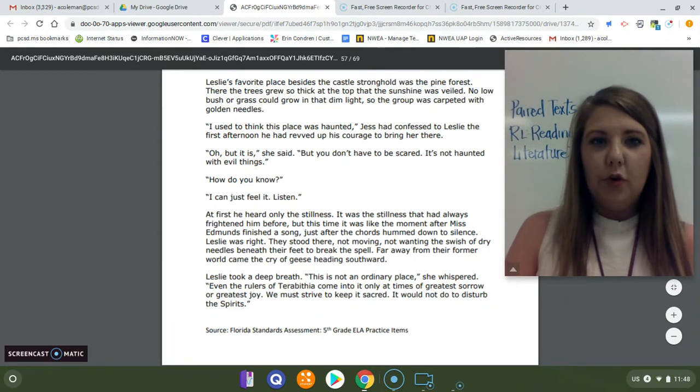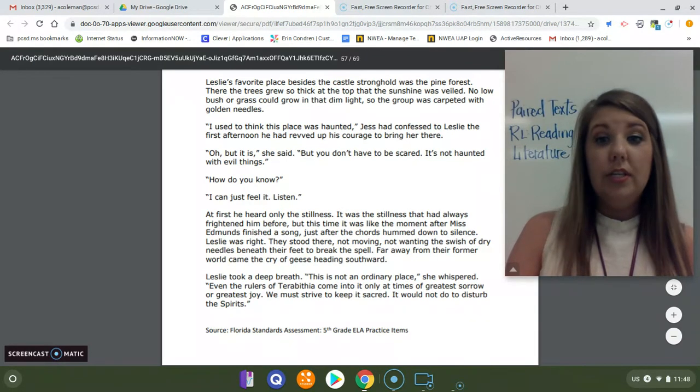Far away from their former world came the cry of geese heading southward. Leslie took a deep breath. This is not an ordinary place, she whispered. Even the rulers of Terabithia come into it only at times of greatest sorrow or greatest joy. We must strive to keep it sacred. It would not do to disturb the spirits.